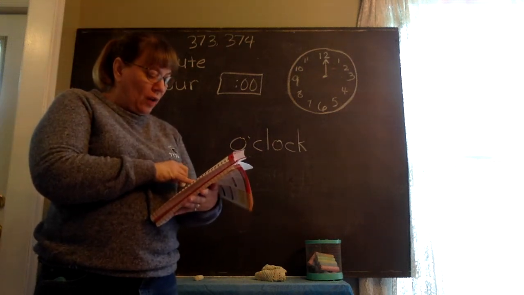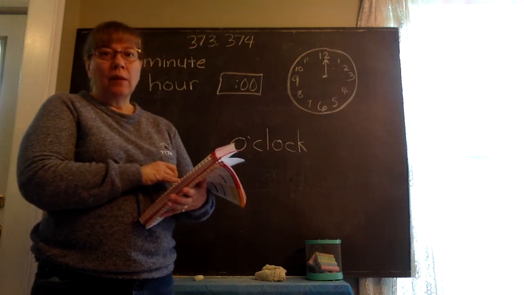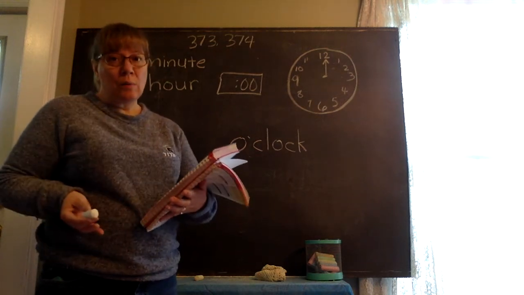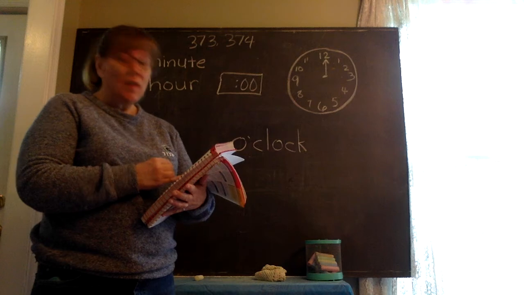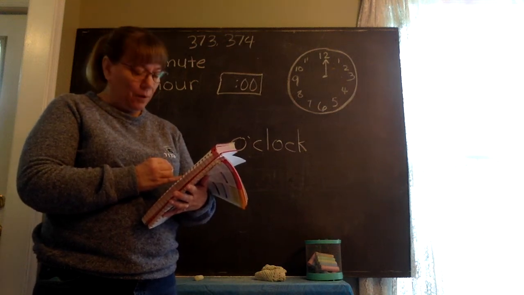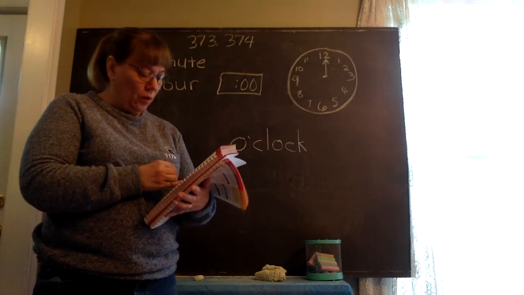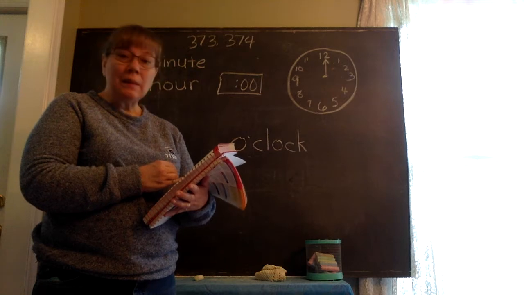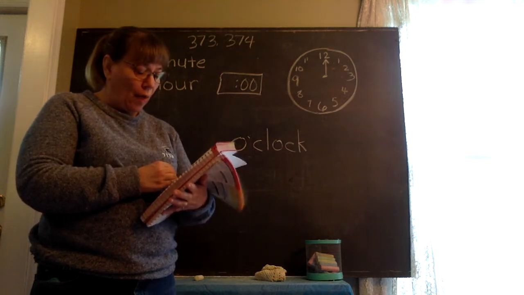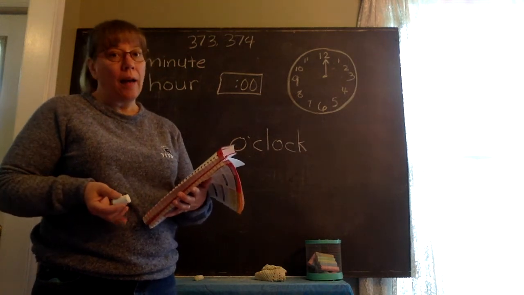The longer hand is the blue one. Now, on a regular analog clock, the hands will be the same color, but they use different colors to help you on your paper to see which one's longer or shorter. The longer one is blue. It's the minute hand. It's pointing to the 12. So we know it's something o'clock.